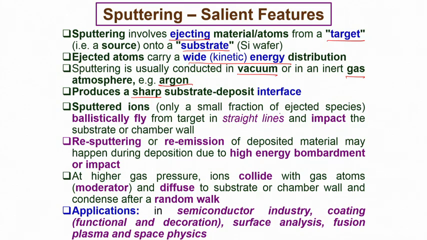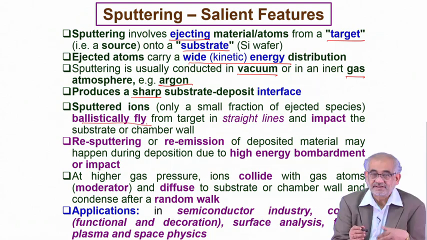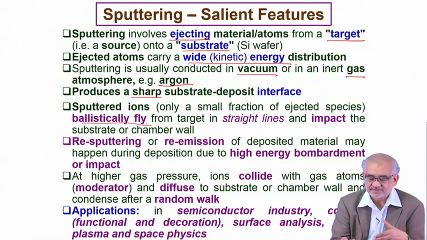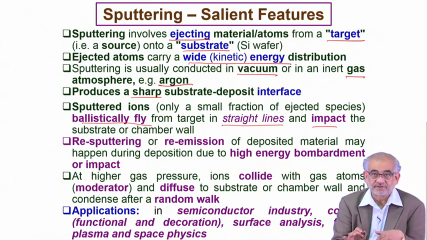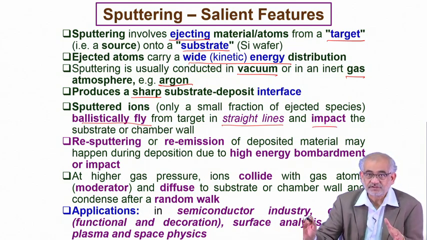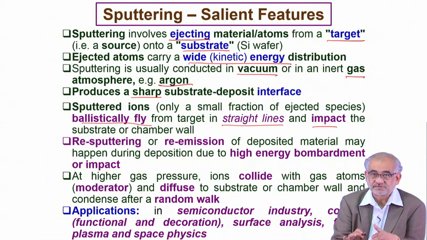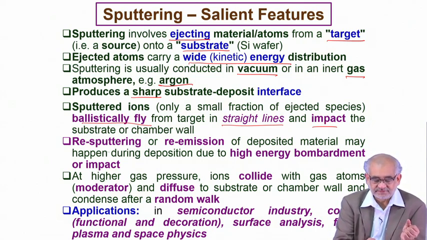The sputtered ions, which actually are only a fraction of the total number of ejected ions, will fly ballistically. In other words, they basically are dependent entirely upon the energy with which they are hit. So there is no thermal activation here. And they will move in straight lines and then impact the substrate or the chamber wall. So they can go and deposit on the chamber wall, or they can come and sit onto the substrate, whichever comes on their path of flight.